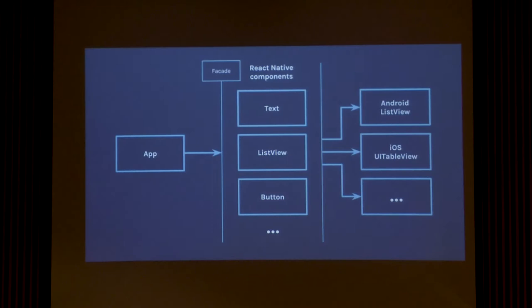And this is just an image of how React Native components work. So you have components in the middle, like button, list view, or whatever. And they have multiple implementations. So list view here has the Android list view implementation on Android. This is the native list view component. And it also has a UI table view on iOS. So when you say list view in your UI, the actual component that is being rendered will be one of those, depending on the platform that you're running on. But you're always using one API, one interface in your code. You're just saying list view.